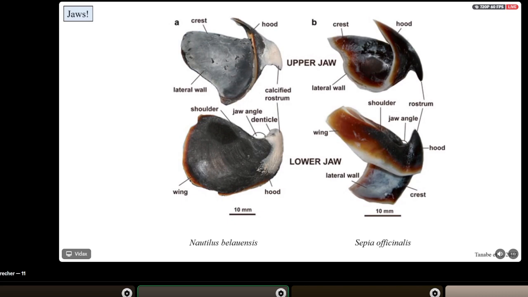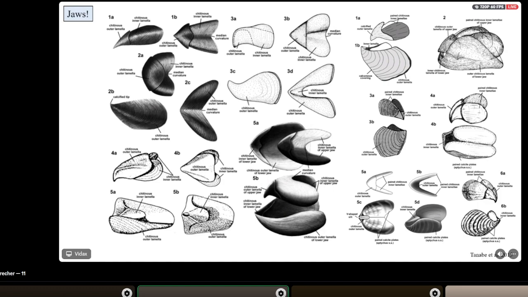Except for their shells, ammonites sometimes preserve their jaws. These are the jaws of modern cephalopods, and you can see why they're often called beaks. They have an upper and lower jaw that look like a beak. And ammonites have that too, and it has been preserved multiple times, and these are not all of the known ones. Each jaw looks different, indicating that these animals probably fed in a variety of different ways and on different types of food.